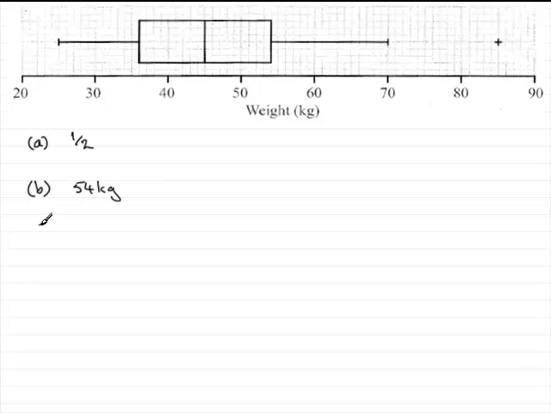As for part C, what do we mean by this cross here? Well, it's an outlier or extreme value. So if you were to put outlier or extreme value, then that will get you the marks.